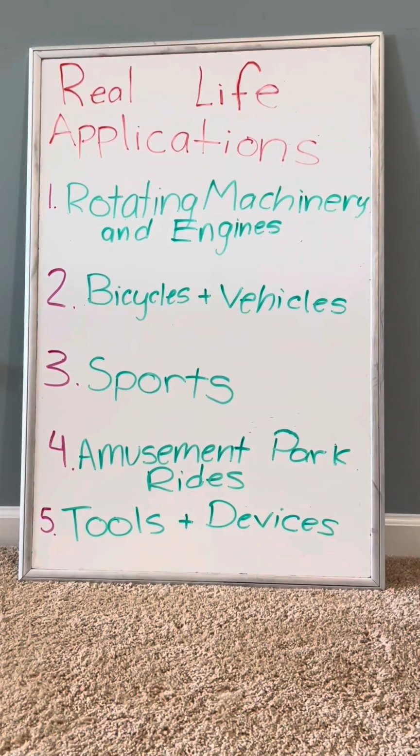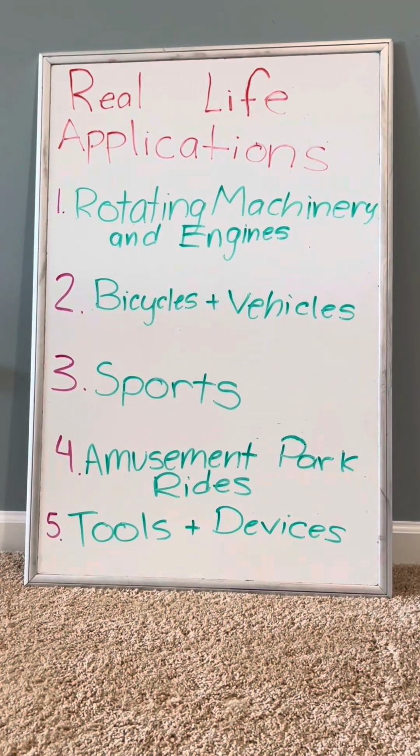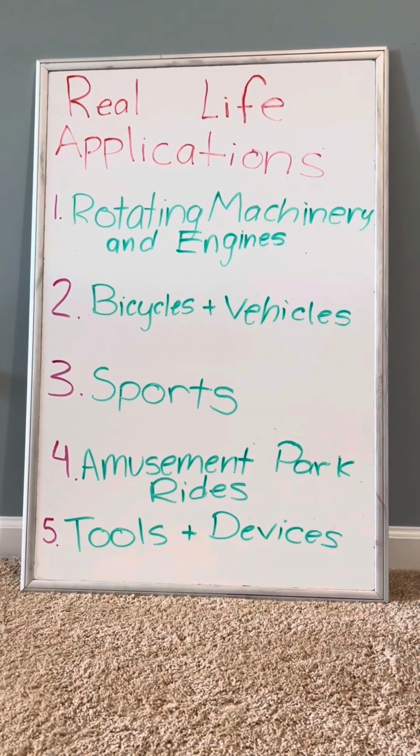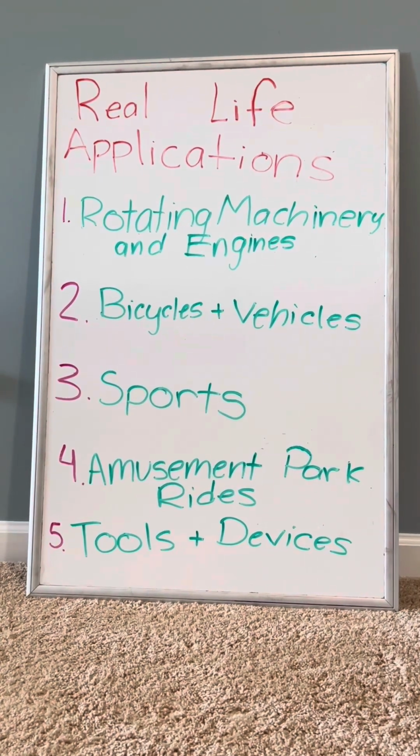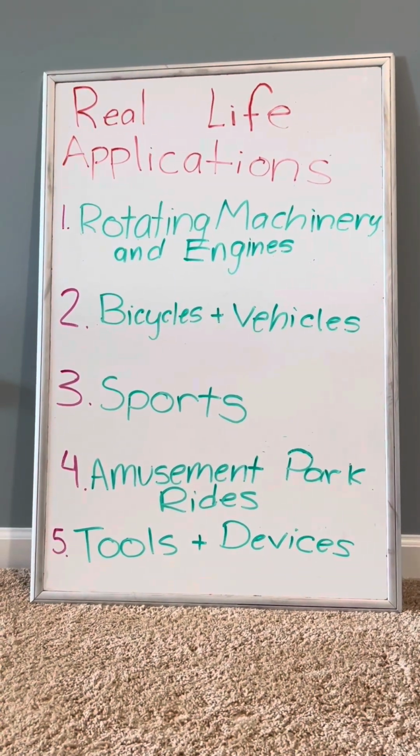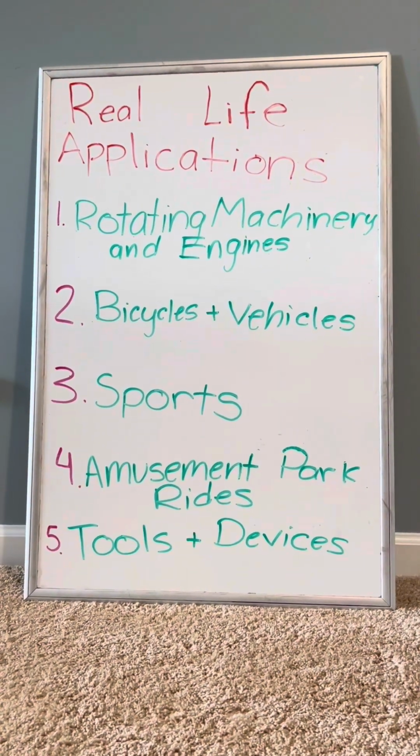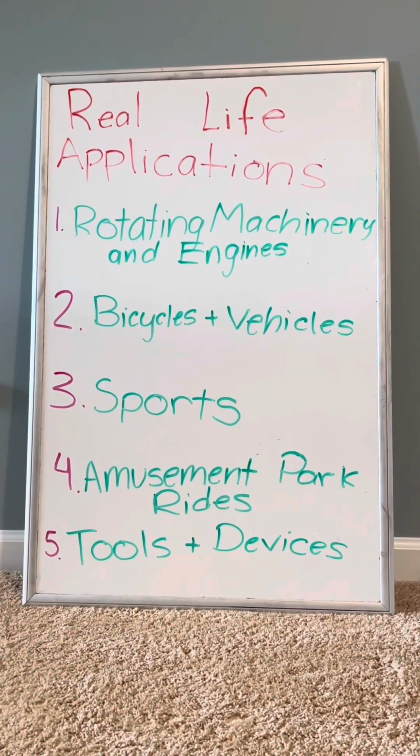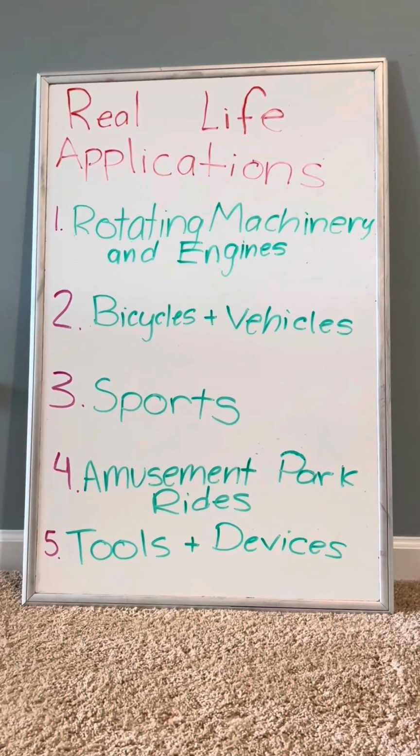Some real-life applications of rigid bodies and rotation are gears, wheels and braking systems, spinning balls in sports, Ferris wheels, roller coasters, and other amusement park rides, and tools and devices like power tools and blenders. All of these things take into account rigid body and rotations.